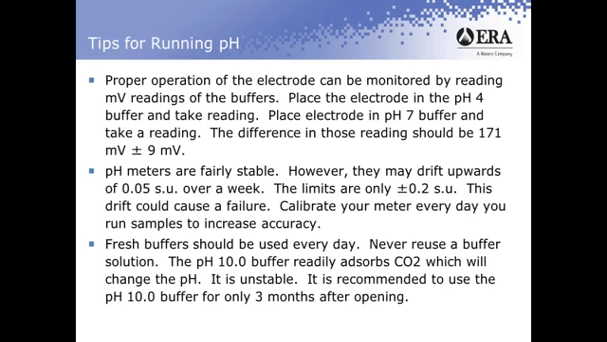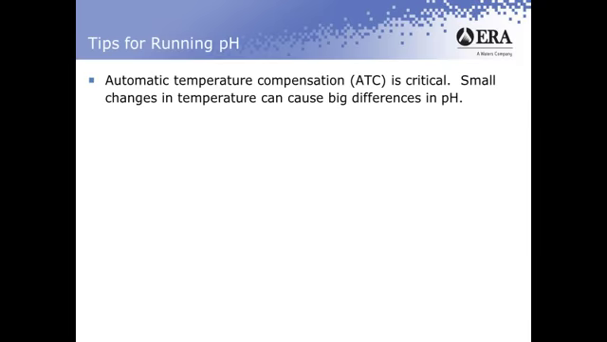One of the ways that you can test the pH 10 buffer to see if it's still operating properly is to run that millivolt reading test again. If you use your 4 and your 7 buffer, you've established that your electrode is working properly. What I'd recommend is taking that 10 buffer and also getting a millivolt reading on it. If the millivolt difference between your 7 buffer and your 10 buffer is outside of that 171 plus or minus 9 millivolt reading, that's a good indicator that your pH 10 buffer is starting to drift and to get a new one.